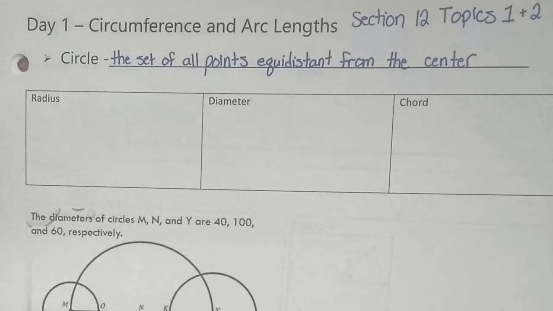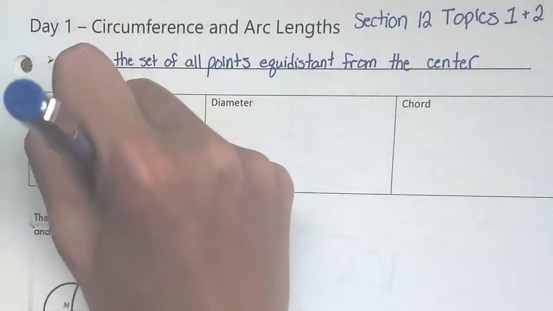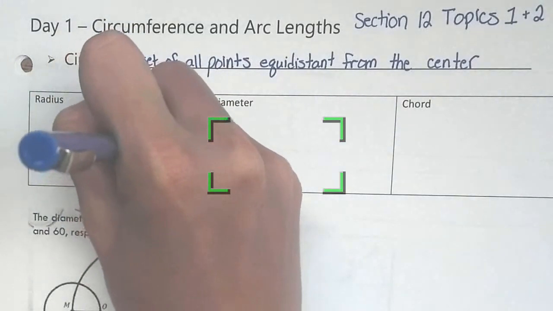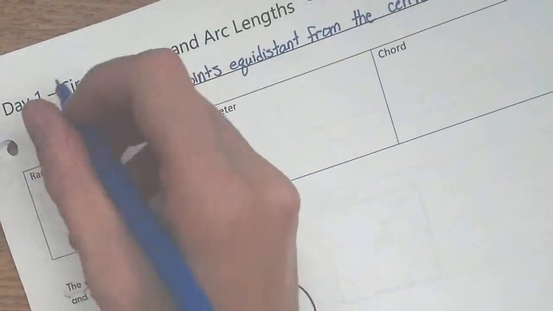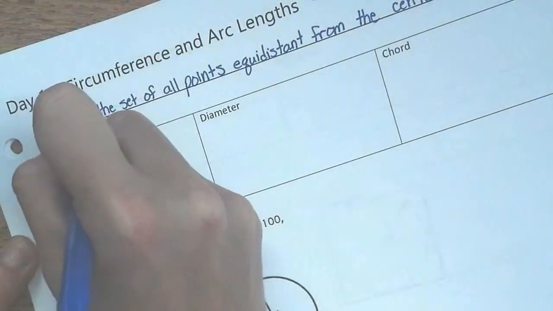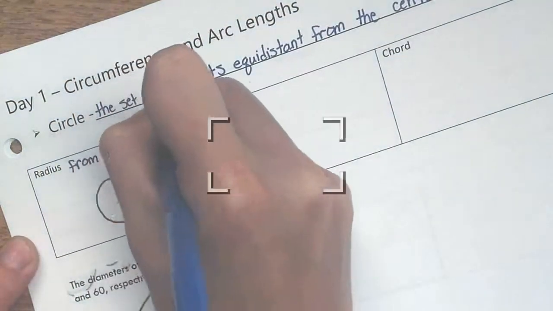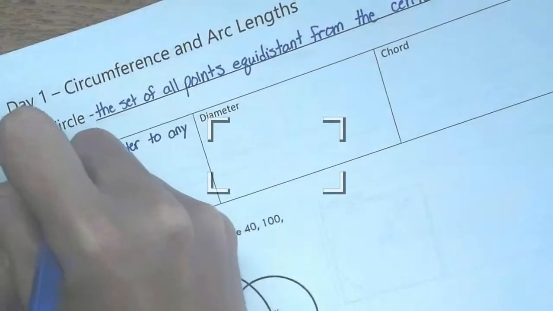We have 3 different types of lines that occur within a circle. The first one is the radius, and I'm going to draw a picture for each. Radius is from the center just to any point along the circle. So I'm going to write on here, from center to any point on the circle.